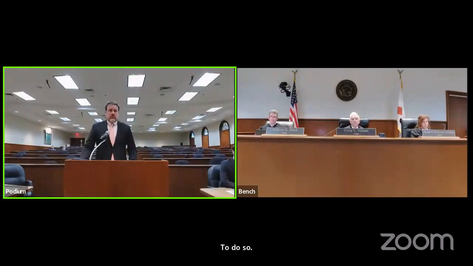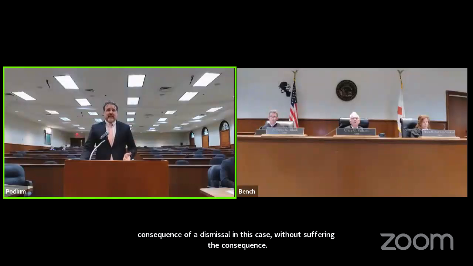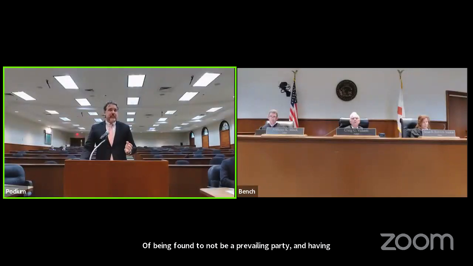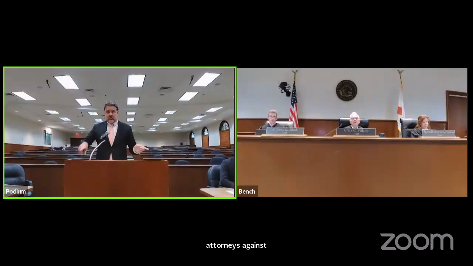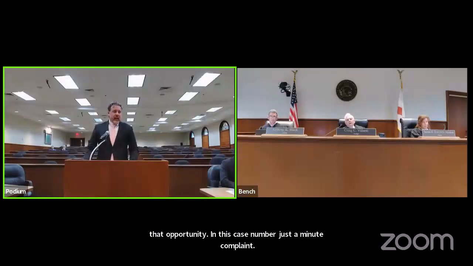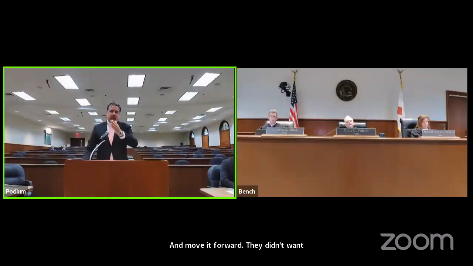They want to proceed with a new foreclosure. That's correct. And they could have done that in this case without suffering the consequence of a dismissal in this case, without suffering the consequence of being found to not be a prevailing party and having attorney's fees against them for that. The court gave them that opportunity in this case number. Just amend your complaint and move it forward. They didn't want to do that. And I don't know why, but it does come back to Your Honor's question.